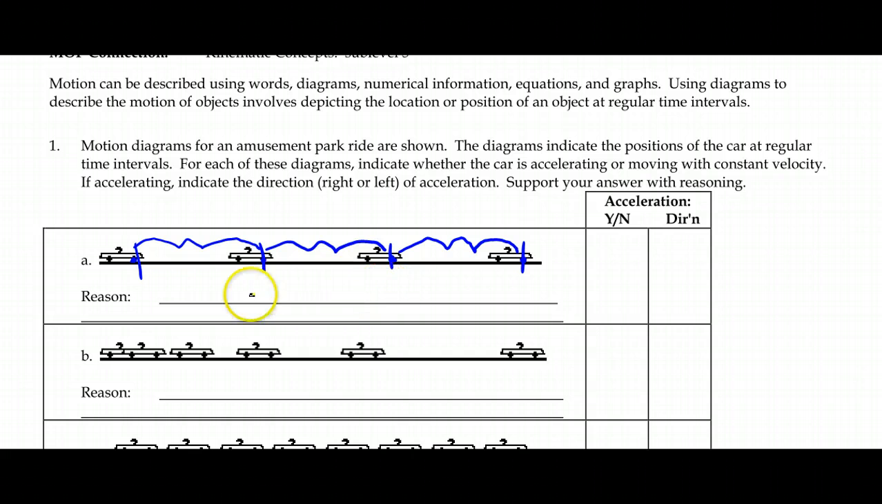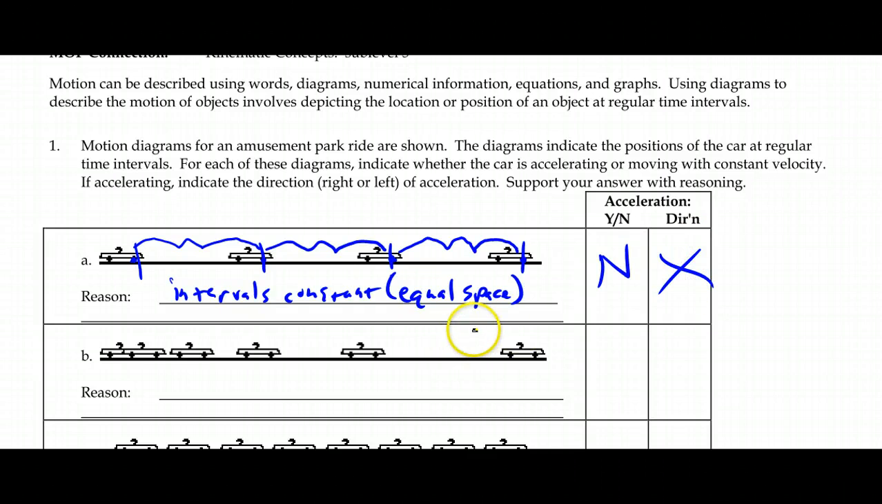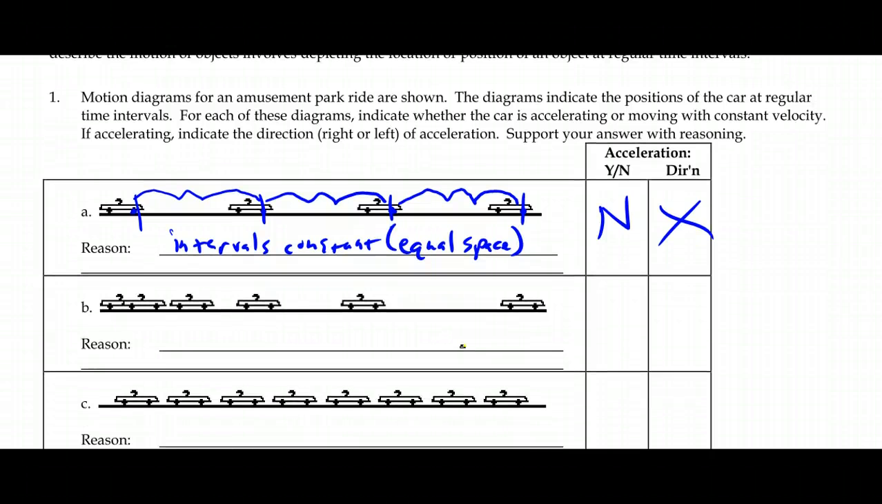In this case, the intervals are constant between the dots. They are of equal space. And we're moving along a single line, so we're not changing direction. So I would say no, we are not accelerating, and therefore I don't have to worry about the direction of the acceleration. There is none. Okay, and the next one.